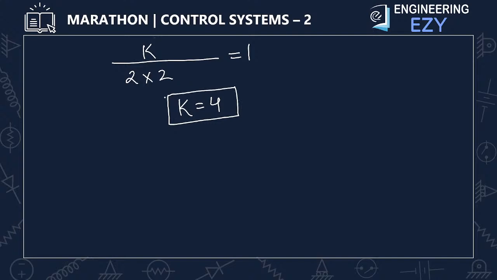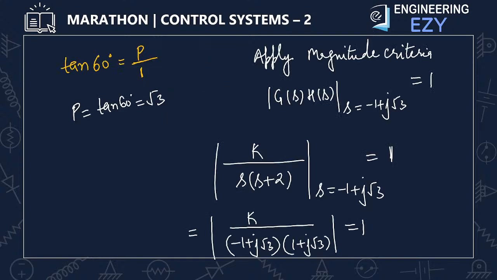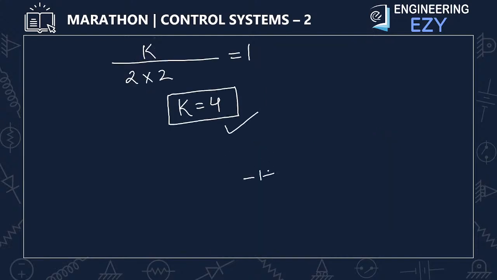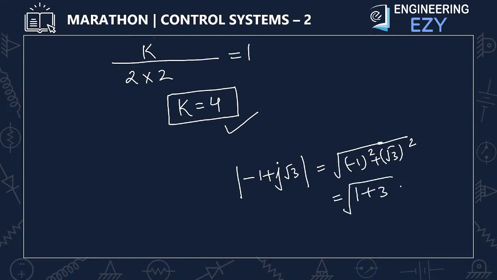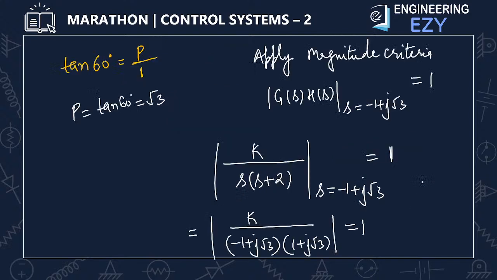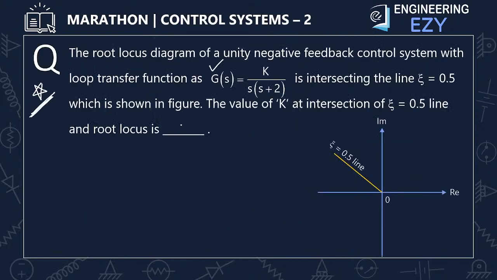This question is a little bit lengthy, but a very good question. K is equal to 4, because the modulus of -1 plus j root 3 is 2, not 4. It is under root of -1 square plus root 3 square. -1 square is 1, root 3 square is 3, so under root 4. Under root 4 is 2. So the correct answer is that the value of K is equal to 4.